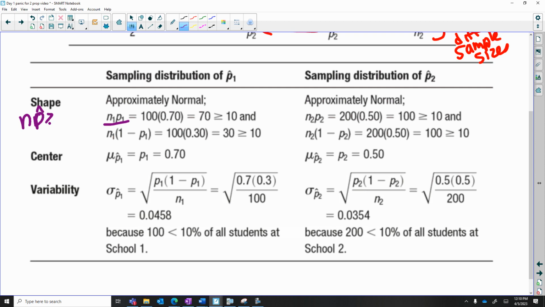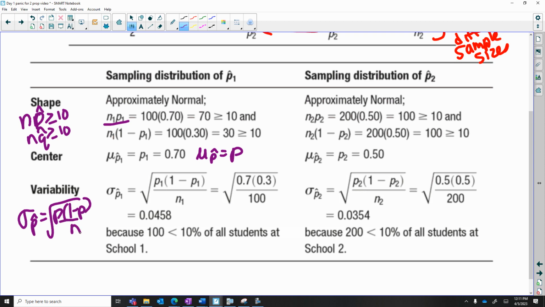n p hat greater than or equal to 10 and n q hat greater than or equal to 10. Remember, if this is met, then the sampling distribution will be approximately normal. The center should be centered at the true center: mu sub p hat should equal p. And in the past, for one sample, sigma p hat was the square root of p times 1 minus p over n. And if we didn't have p, we used p hat.